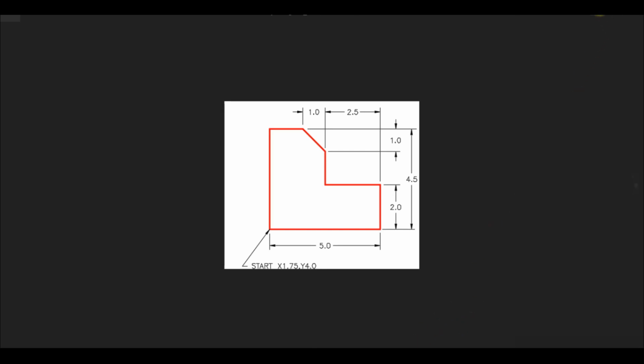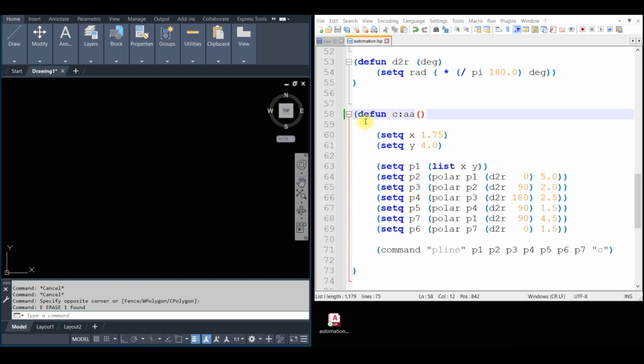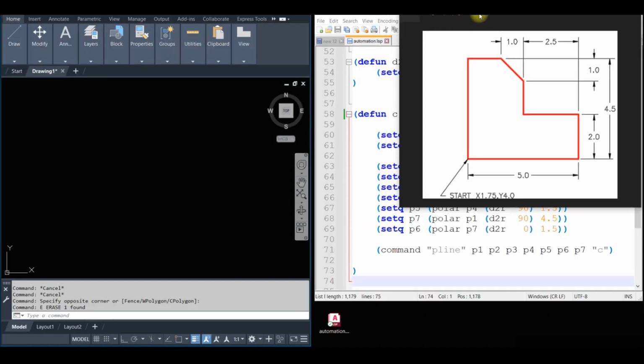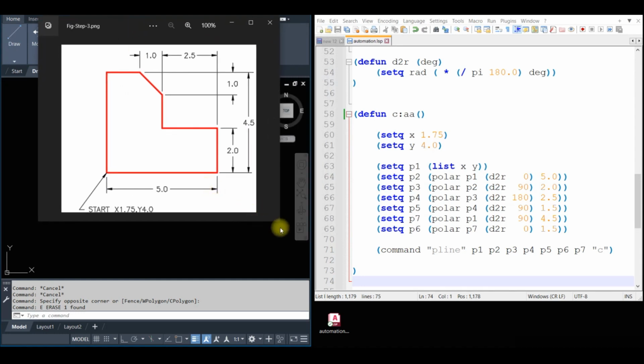Okay, now let's go back. So it is the AutoLisp script. You will be able to find the dimensions are matching, like this distance 5, distance 2, this distance is 2.5, whatever, all the distances I have encoded here. And these are the angles. This is at 0 degree, this is at 90, this is at 180 degree, 90 kind of thing. So the angles are here and these are the distances. So I have used polar coordinates.